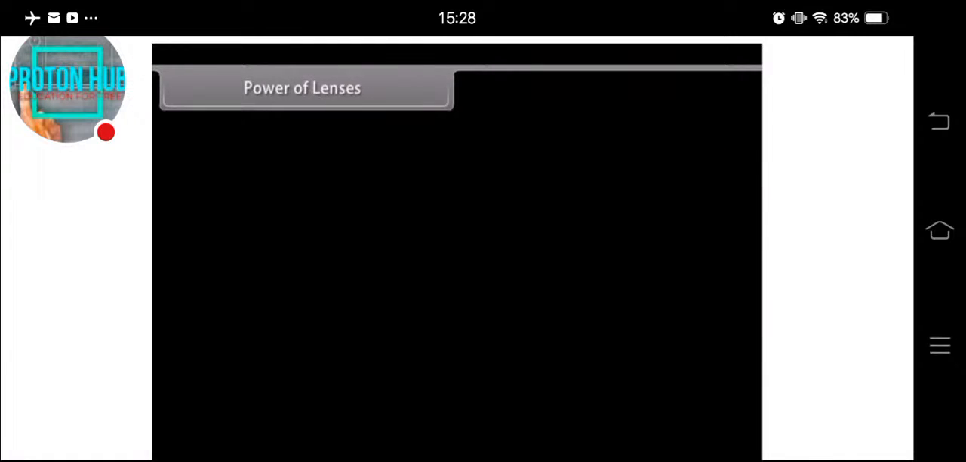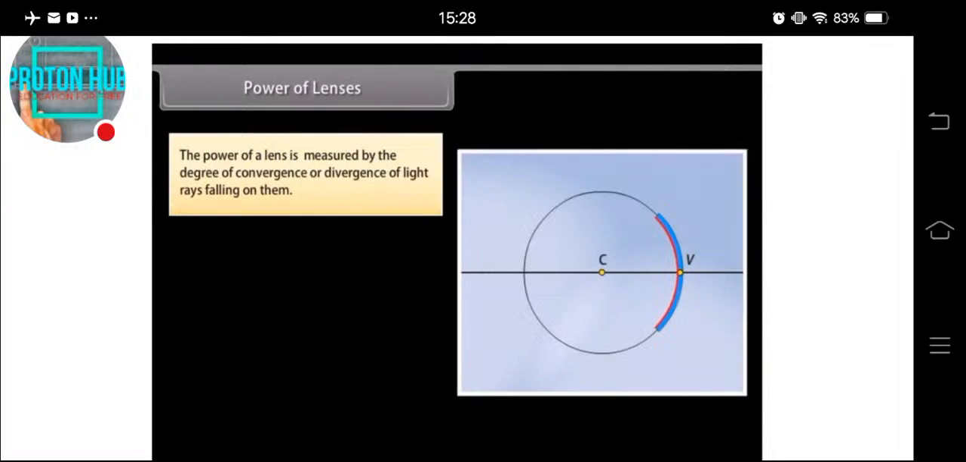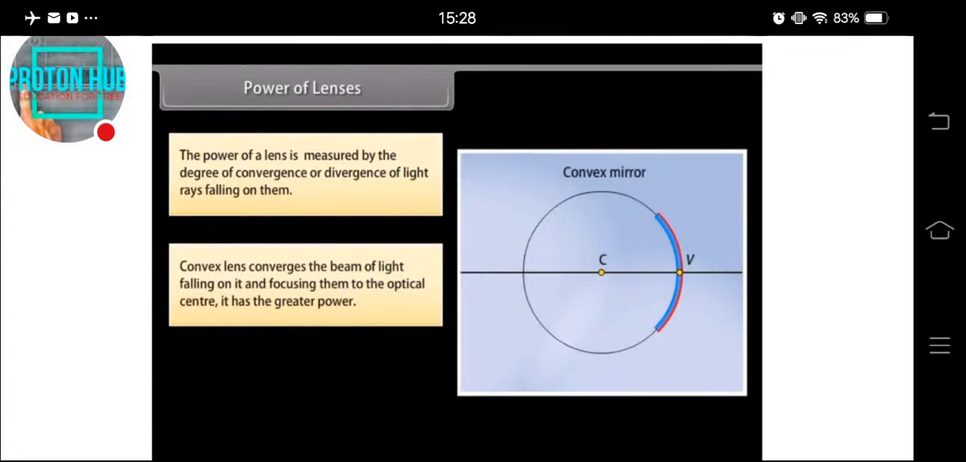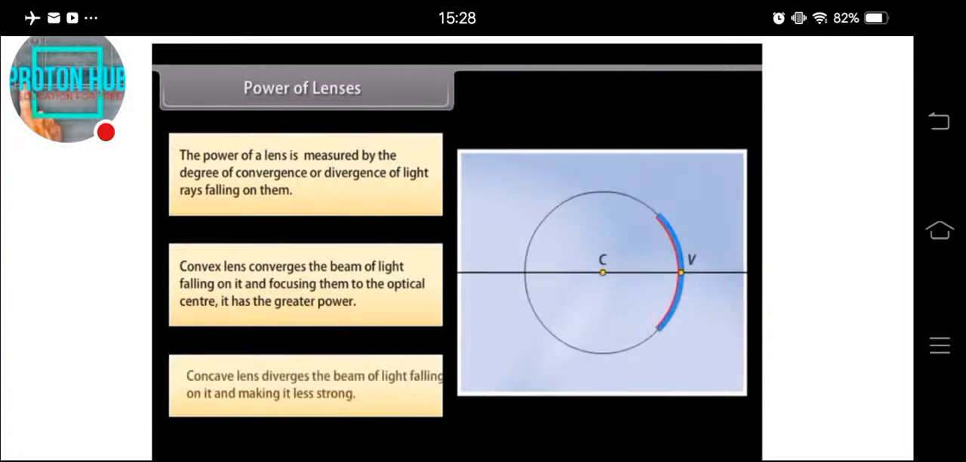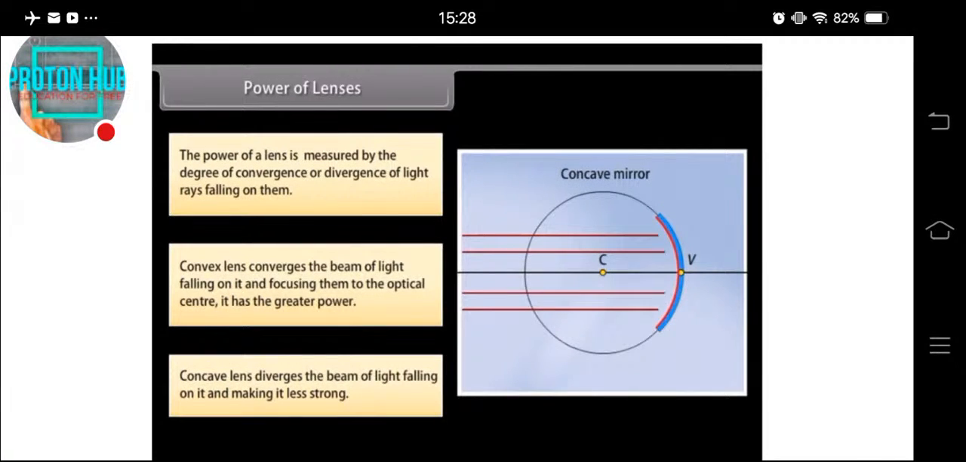Power of lenses. The power of a lens is measured by the degree of convergence or divergence of light rays falling on it. A convex lens converges the beam of light falling on it, focusing it to the optical center, and it has greater power. A concave lens diverges the beam of light falling on it, making it less strong.